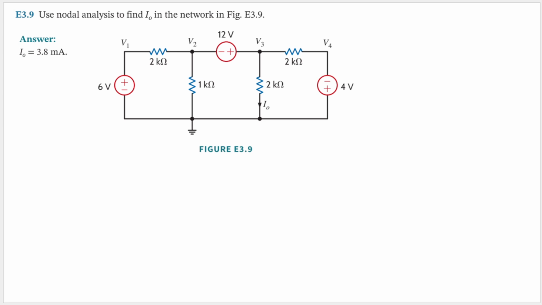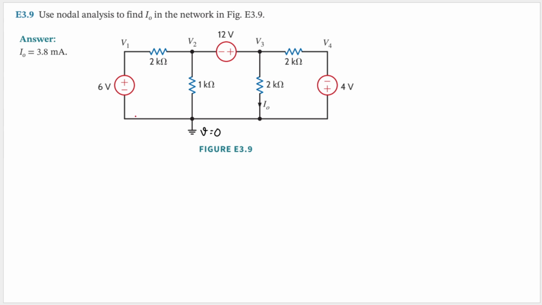Hello, my name is Ardi and we are going to solve problem E3.9 from Irwin's book. The question is, use nodal analysis to find I0 in the network of figure E3.9. We are given the figure and this is our ground, so the voltage here will be 0. Let's see what we can get from here.